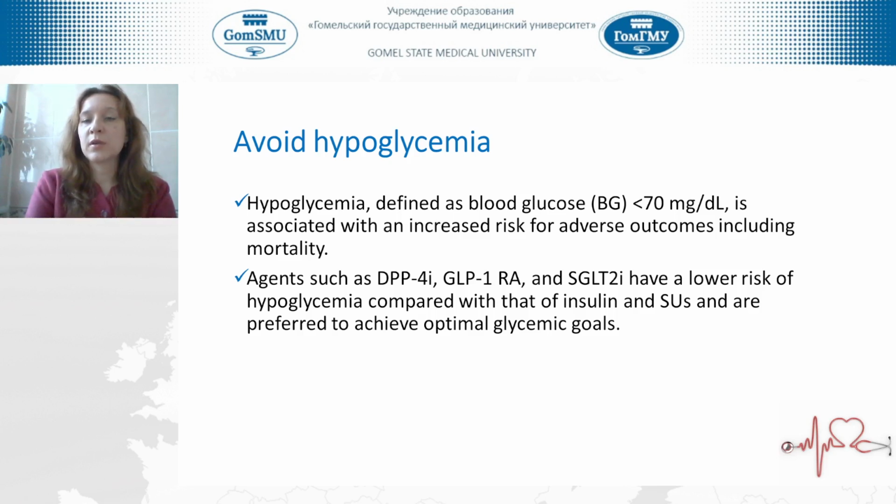You should avoid hypoglycemia in your patient. Hypoglycemia, defined as blood glucose less than 70 mg per deciliter, is associated with an increased risk for adverse outcomes, including mortality. Agents such as DPP-4 inhibitors, GLP-1 receptor agonists, and SGLT2 inhibitors have a lower risk of hypoglycemia compared with that of insulin and are preferred to achieve optimal glycemic goals.